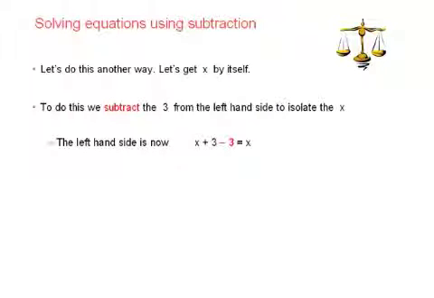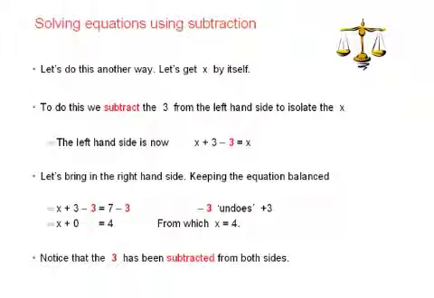But let's do this another way. Let's get x by itself. In other words, we're doing it mathematically. To do this, we subtract the 3 from the left-hand side to isolate the x. So now the left-hand side is x plus 3 minus 3, which gives us x.